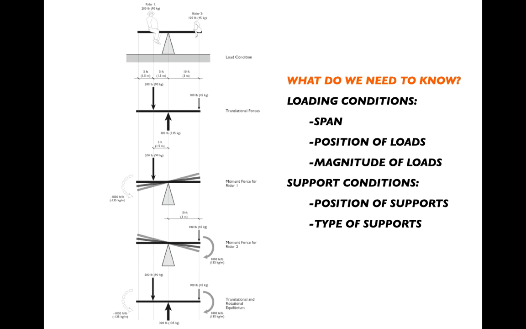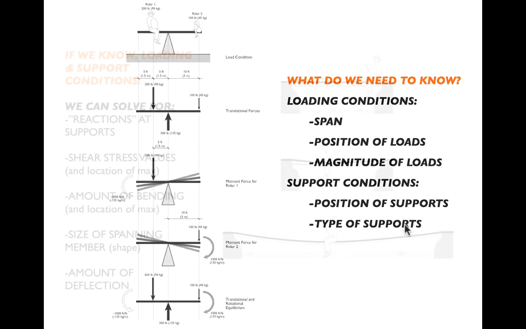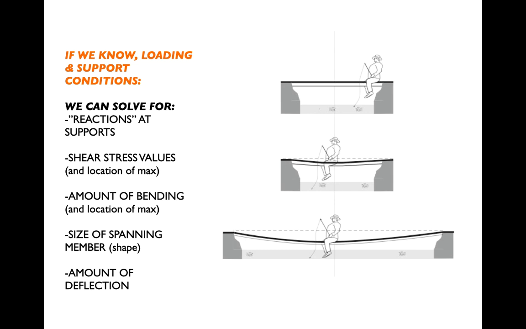What we need to know to do this, when we looked at the seesaw, we had to know the loading conditions. We had to know the span, or the distance that each one of our riders was from the fulcrum. We had to know the position of those loads. We certainly had to know their magnitude, how much they weighed. And then the support conditions, we had to know where the fulcrum was, and we had to know what type of support it was. If we know all of those things, and we'll go back to those again and again, we can first solve for the reactions at the supports. That's what we're going to do in the next video.